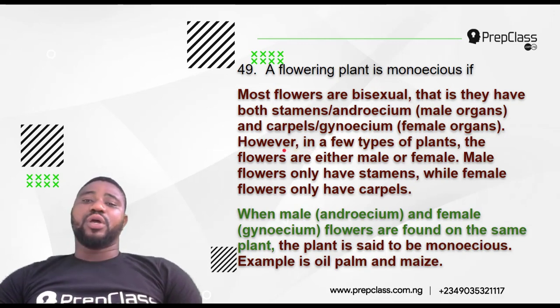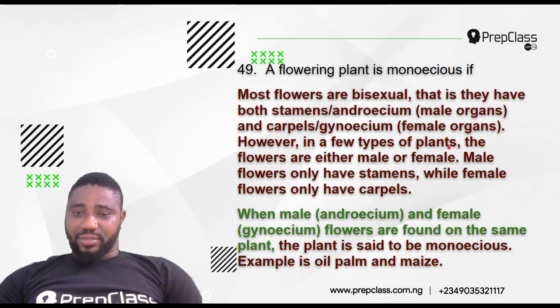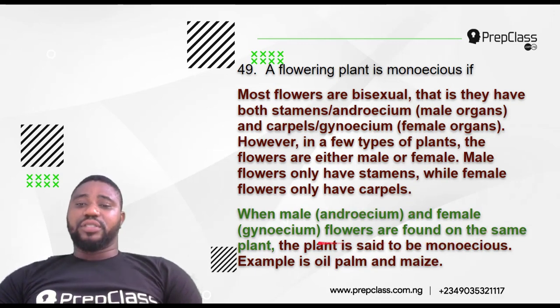Bisexual flowers. Now, I said, however, in a few types of plants, the flowers are either male or female. Male flowers have only stamens or androecium, while female flowers will have only carpels or gynoecium. Now, when male flowers, that is androecium bearing flowers, and female flowers, that's gynoecium bearing flowers, are found on the same plant, the plant is said to be monoecious. Examples are oil palm and maize.